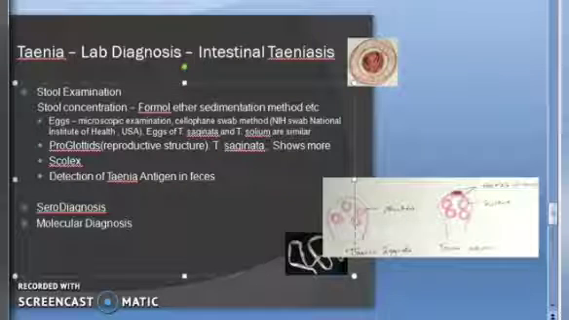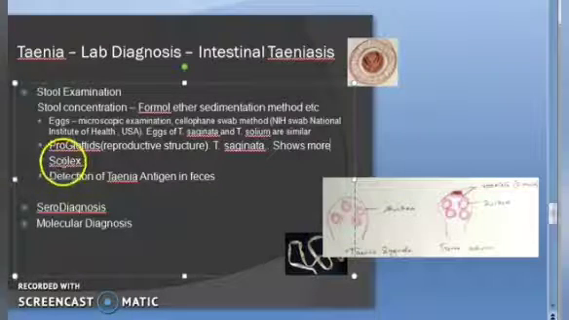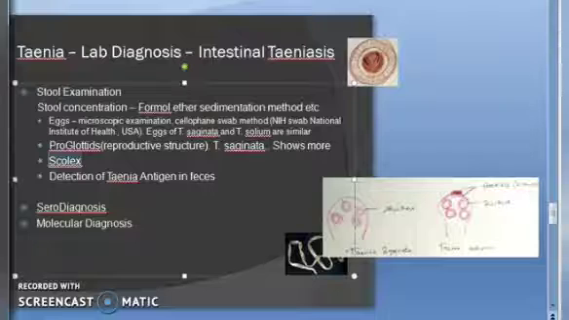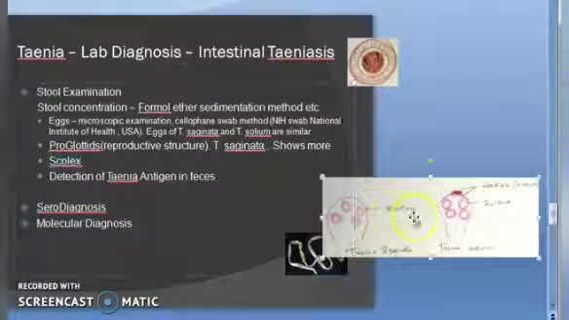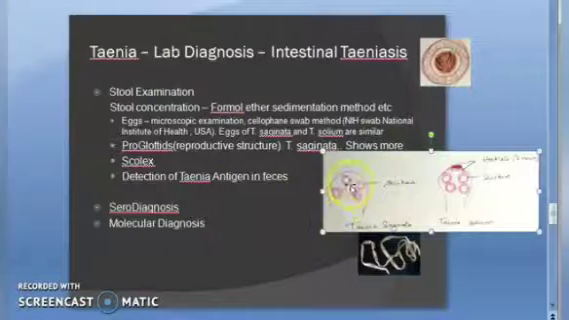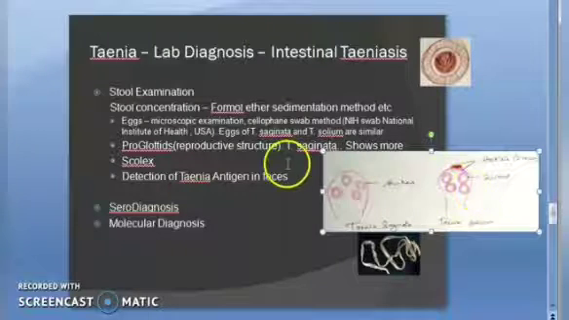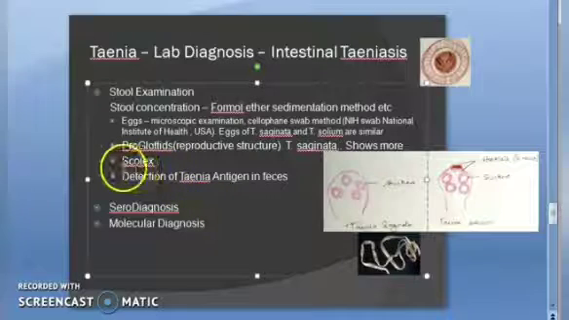Then moving on to scolex. Tinea saginata is not having those hooklets, rostellum. Here you have the rostellum with 2 rows of hooklets. So basically it is armed. Tinea solium is armed, correct?